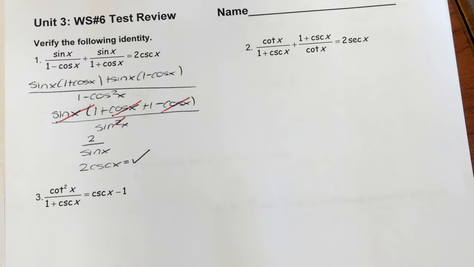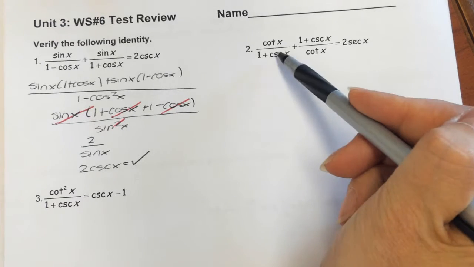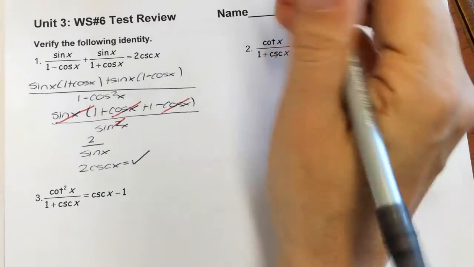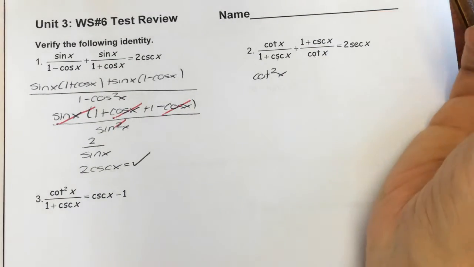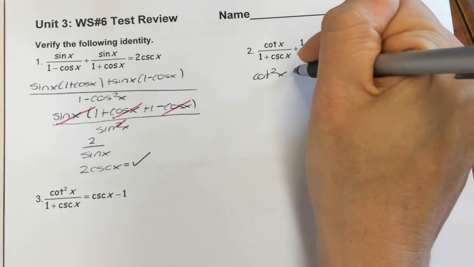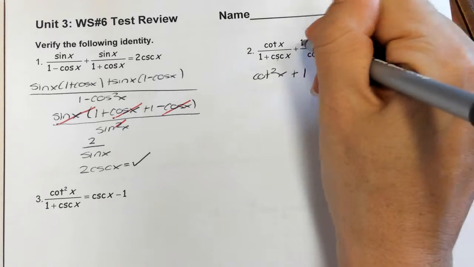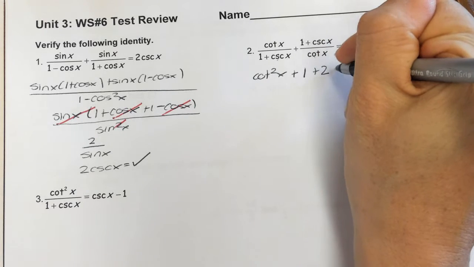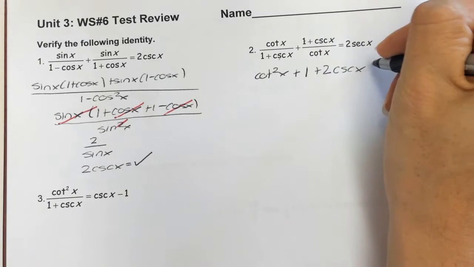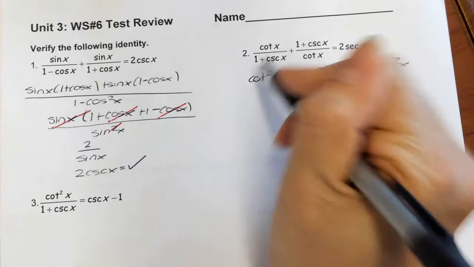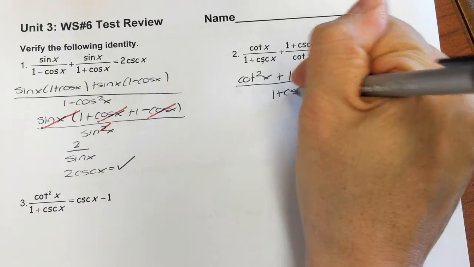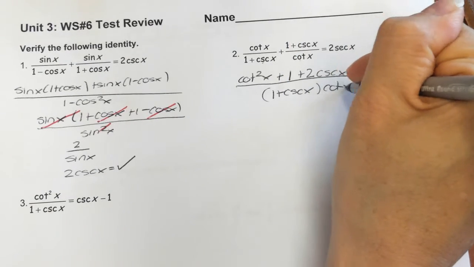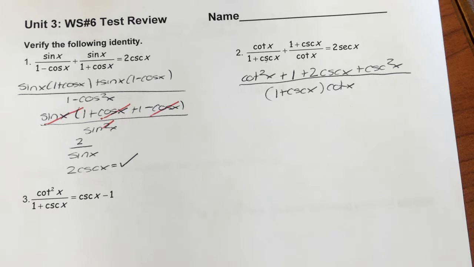All right, number 2, same thing. I'm adding some fractions. Need to find the common denominator. This fraction is missing cotangent, so I'm going to multiply it, which gives me cotangent squared x. This one is missing the 1 plus cosecant. Again, this is squaring a term. So square the first, multiply these two together, which gives you cosecant x, and then it's 2 of the middle, and then square the last, so cosecant squared x. On the bottom, I have 1 plus cosecant x times cotangent x. Again, keep them as multiplication. They are easier to cancel.